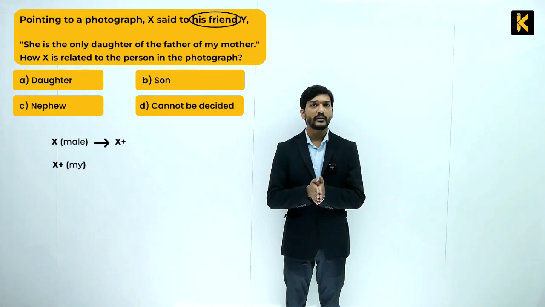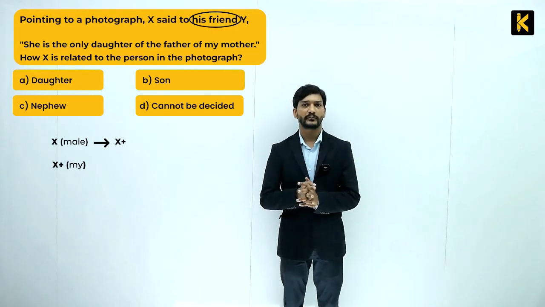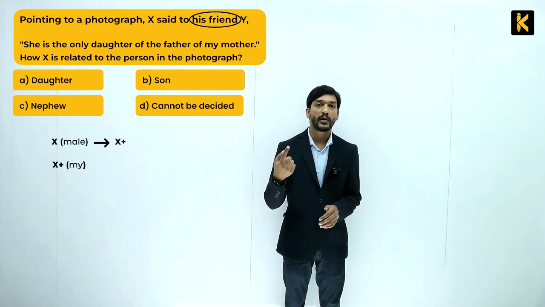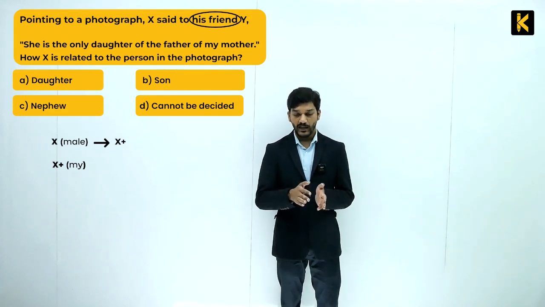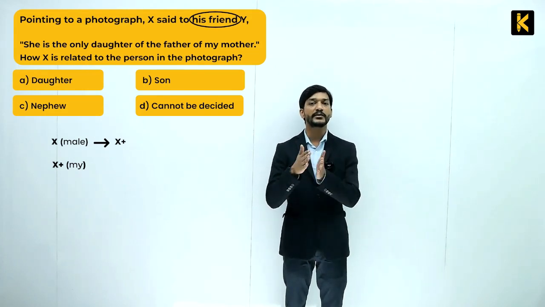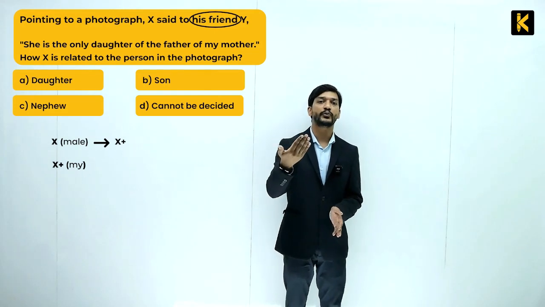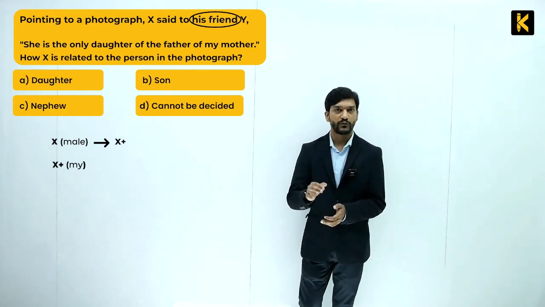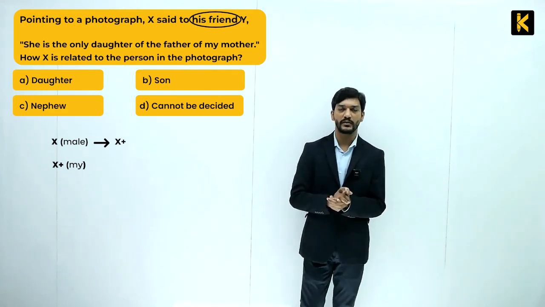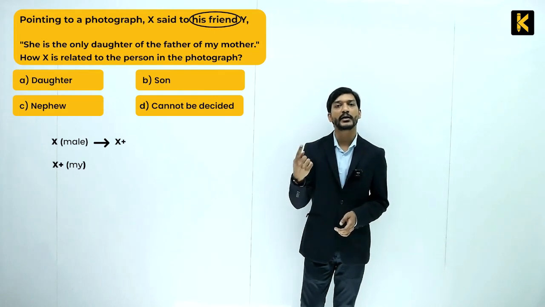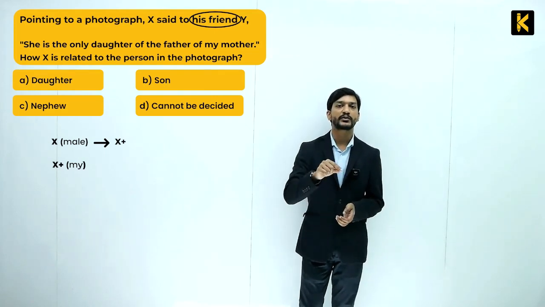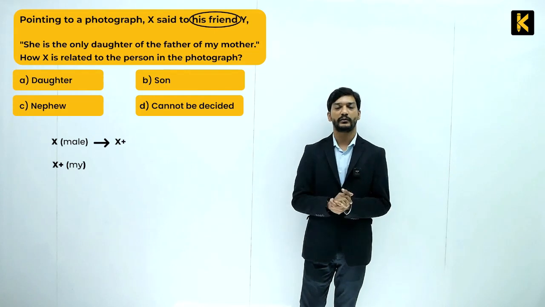X is talking with Y. X is not talking about Y. X is talking to his friend Y about a photograph. The photograph is also of a person. So X is not talking about Y. X is talking about the photograph.